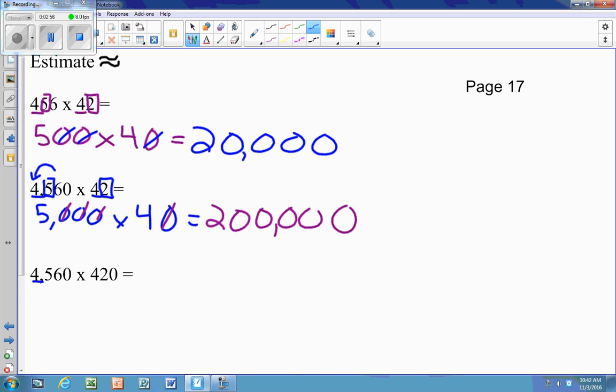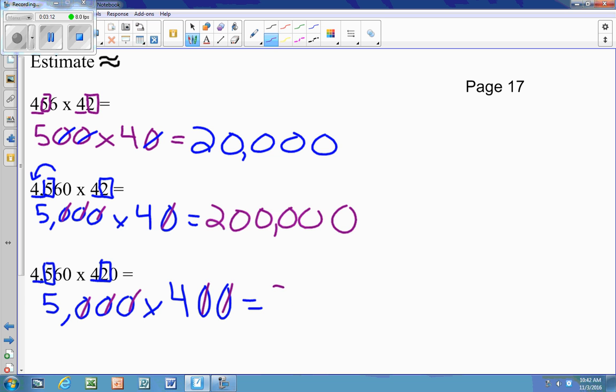Next, again, we round to the largest place value. We always just underline the largest place value and box the number next to it. Once again, we're going to ignore our zeros and then put all of these zeros back in. 1, 2, 3, 4, 5. And there's our estimation for those 3 problems.